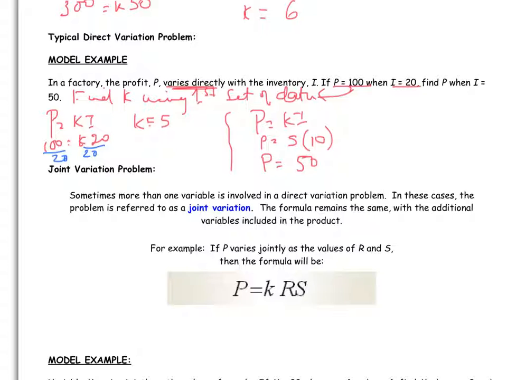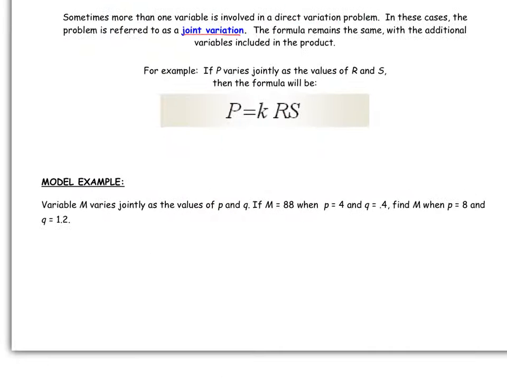Now let's look at joint variation. Sometimes more than one variable is involved in a direct variation problem. In these cases, the problem is referred to as a joint variation. The formula remains the same, with the additional variables included in the product. For example, if P varies jointly as the values of R and S, then the formula will be P is equal to k, that's the constant of proportionality, times R and S. So all you're doing with joint variation is having two additional values that vary along with P. All right? So let's look at this example.